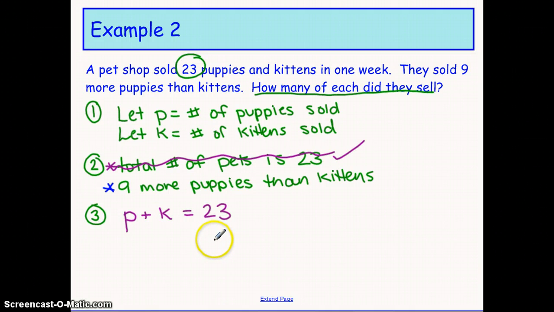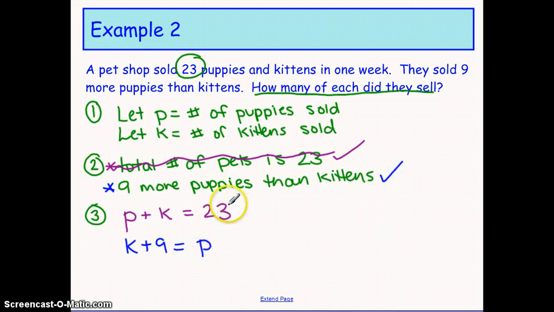So the fact that there are 9 more puppies than kittens means that if we know the number of kittens, we have to add 9 to it in order to figure out the number of puppies. So this is just saying that whatever the puppies are, that's kittens plus 9. Or you could say that the puppies minus 9 was the number of kittens. But somehow you want to say that there are 9 more puppies than kittens. So kittens plus 9 will give you the number of puppies. So making this relationship took care of this piece of information.